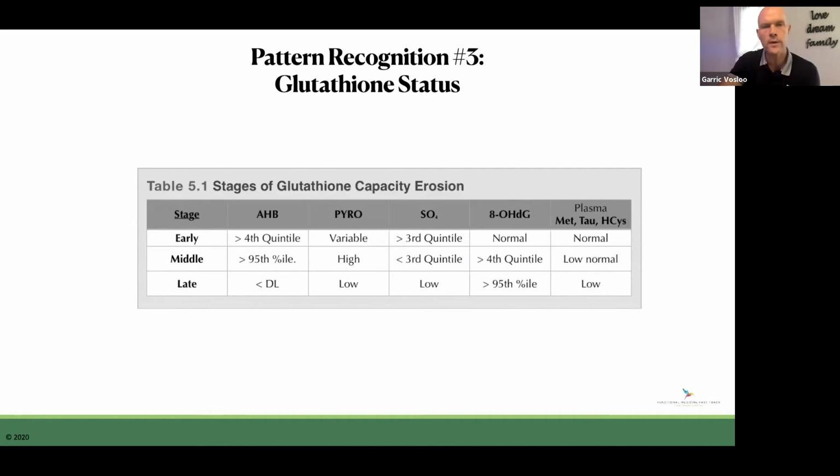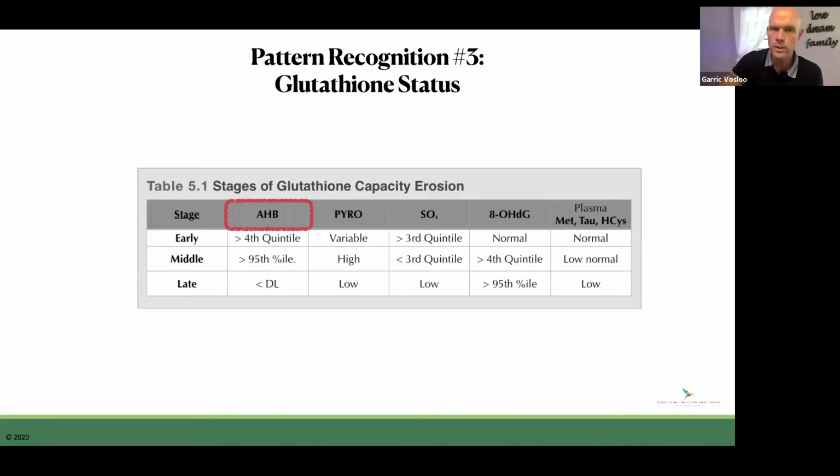So let's look at alpha hydroxybutyrate first. And you're going to see on the left-hand side here that we have early, middle, and late stages of glutathione capacity erosion. So alpha hydroxybutyrate, generally when it's on the high end, that's going to be early and mid-phase capacity erosion of glutathione. When it is non-detectable, that's a big red flag. That's late stage, and that patient is in dire need of support because they're under oxidative burden.